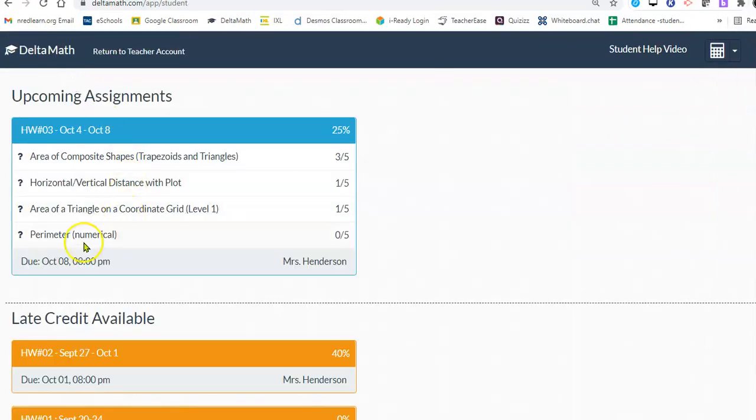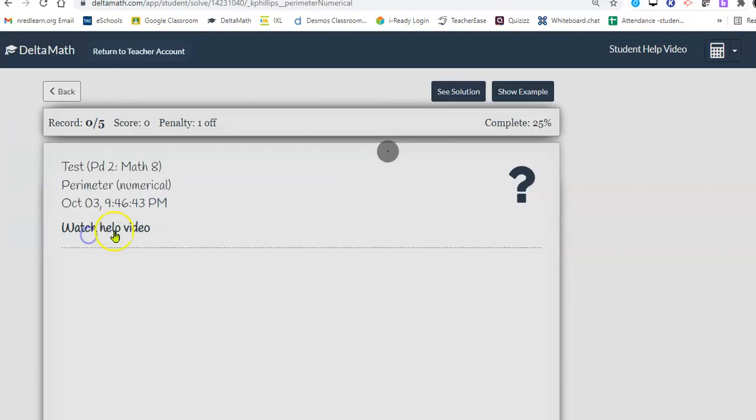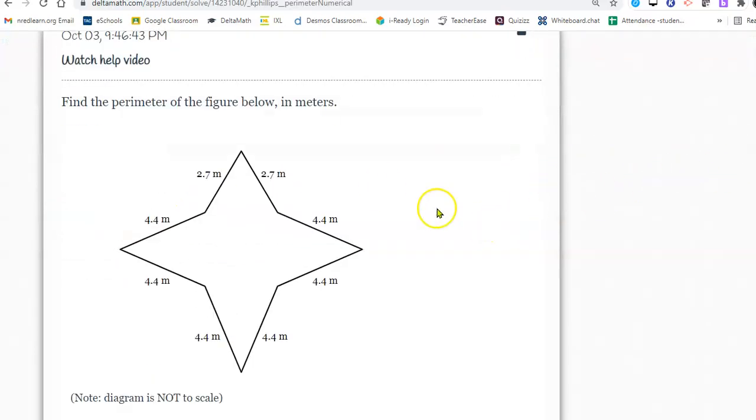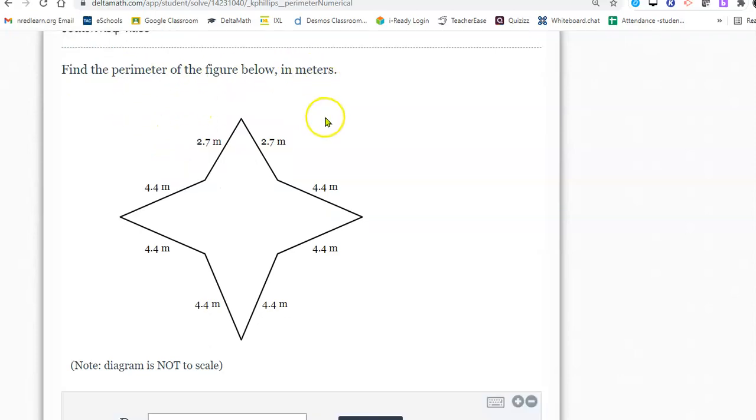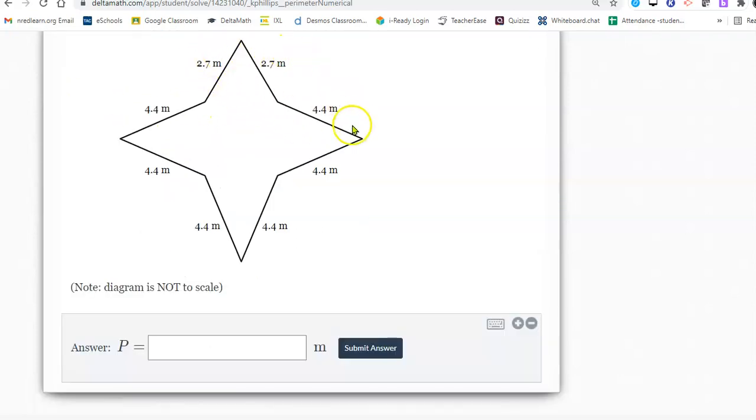All right. Perimeter, numerical. So we have a crazy shape here. They're asking you to find the perimeter of the figure below in meters. You take all of these numbers, you add them up, you'll find your perimeter. Maybe see if you can find a shortcut. Looks like I have several repeating numbers. So 2.7, another 2.7, and the rest are 4.4s.